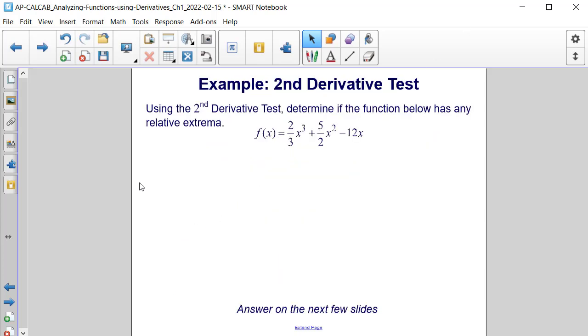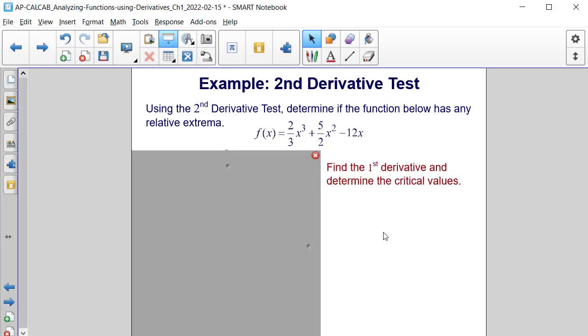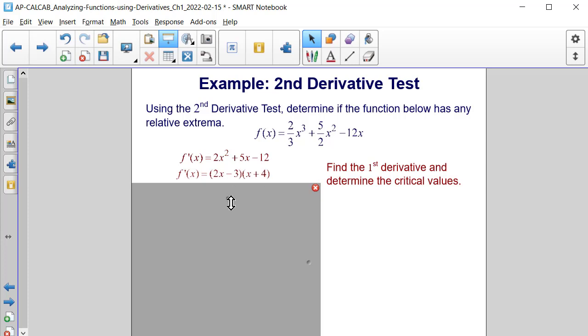Using the second derivative test, determine if the function below has any relative extrema. The first step is to find the first derivative and determine its critical values. We're going to use the power rule. 2/3 times 3 is 2, x squared, and then 5/2 times 2 is 5, so plus 5x, and then minus 12. If we set this equal to 0 and solve, we can determine that the x values of 3/2 and -4 are critical values.